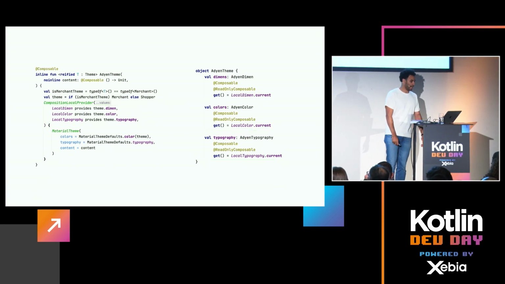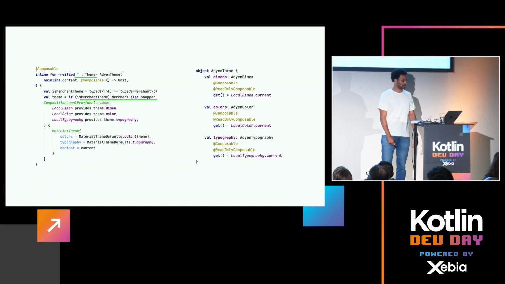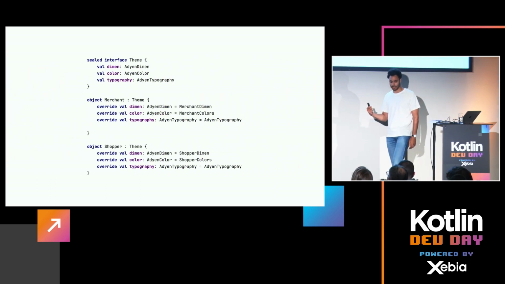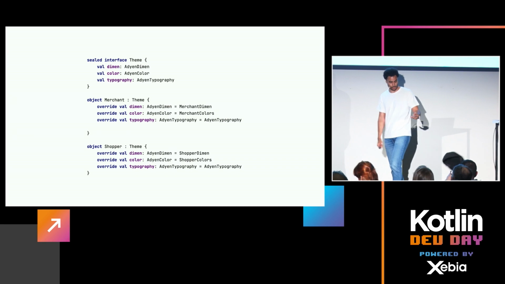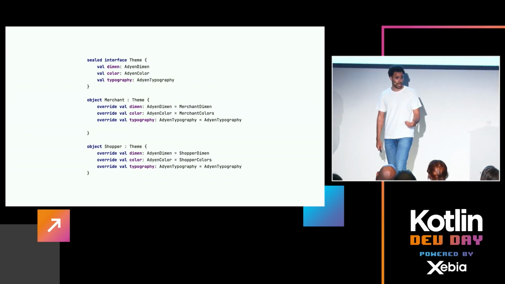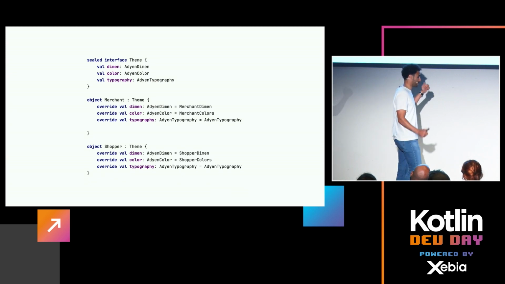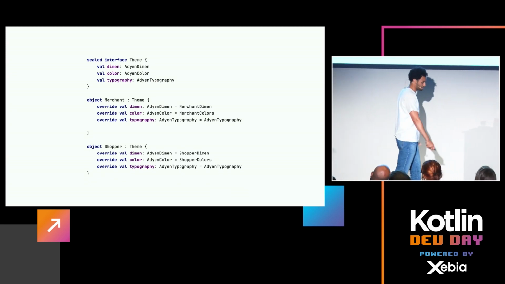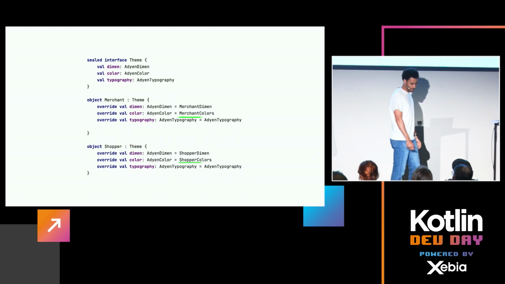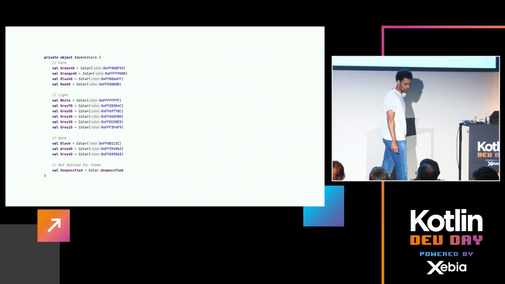Cool. So I'm going to jump in and explain exactly how we've set up our themes for merchants and shoppers. We've used a sealed interface for the theme object. It's got those three properties that I previously mentioned, and we set them up for merchants and shoppers. We're using this because we want a constrained hierarchy for the classes. So yeah, this is all good Kotlin stuff. And maybe we can have a little look into merchant colors and see what we're using there.